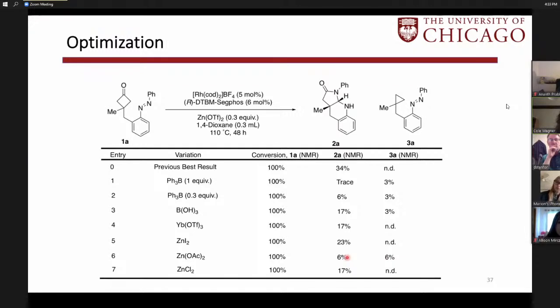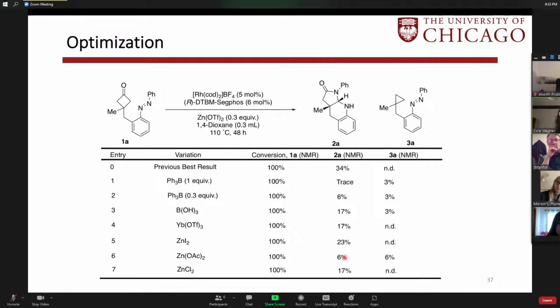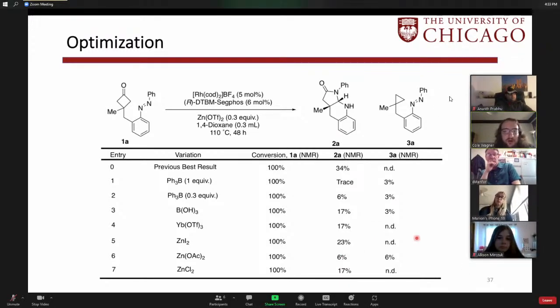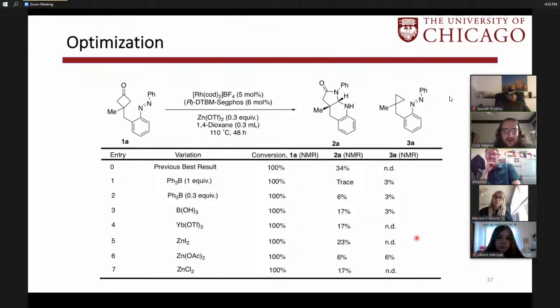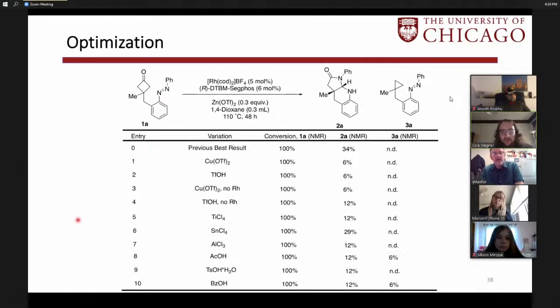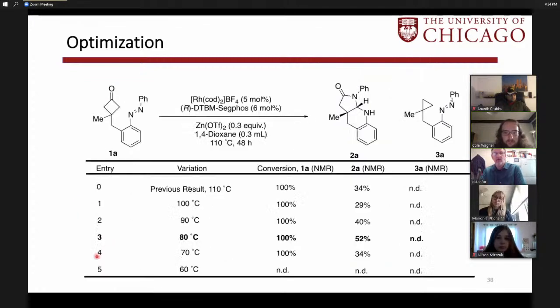So we continued optimization with just rhodium, because including the rhodium as well as the Lewis acid seems to make it run much more smoothly for whatever reason. Screening some Lewis acids, we found that zinc triflate still is superior, especially compared to other zinc salts. And then looking at some other metal triflates and other pretty strong Lewis acids, we still found that zinc triflate was ideal, as well as compared to some Bronsted acids.